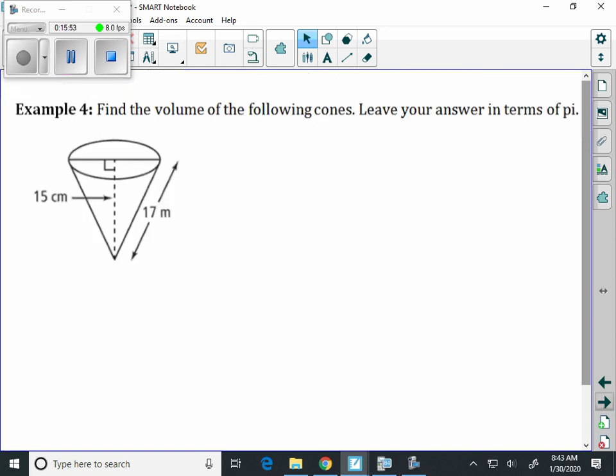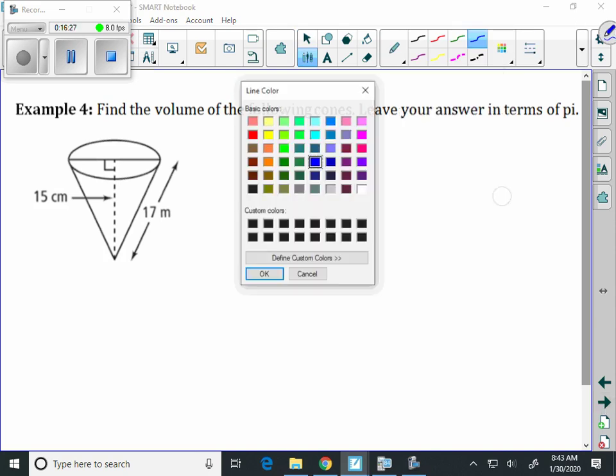Once you know the formula, the problem isn't too difficult, I hope. I do recognize that for some, math is always difficult. It doesn't matter what we're doing. But if we take a look at example number 4, we can see the height of the cone. And we can see a distance on kind of the side of the cone. But what we don't have in this particular problem is a radius or a diameter, so we have to find it this time.